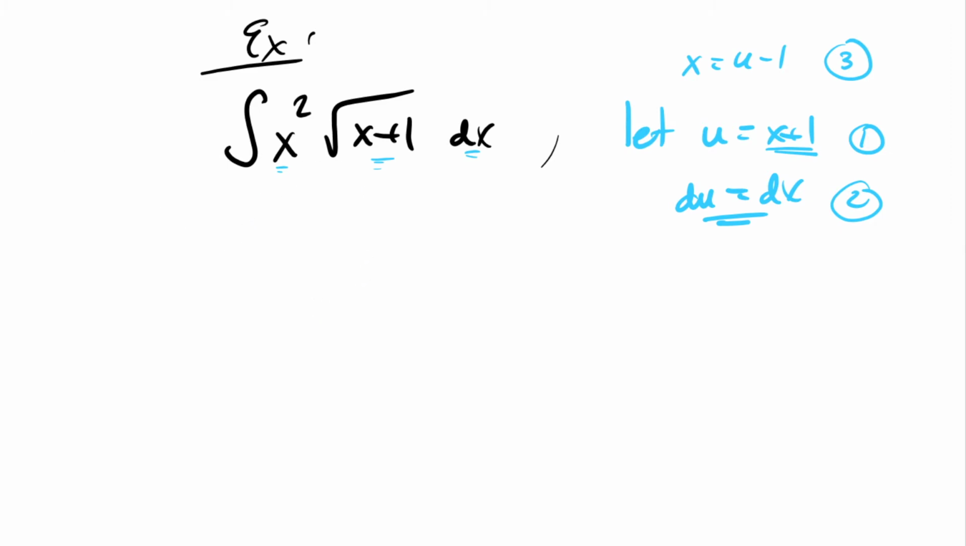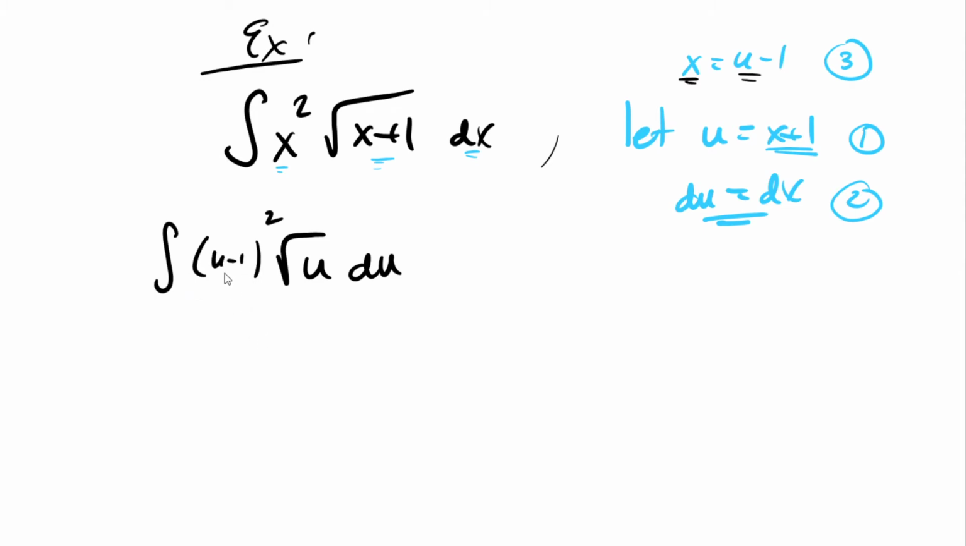So this integral turns into a square root of u and a du, and I still have this place where the x was, right? There's an x squared here that's left over. So what I'm going to do is I'm going to take the x out and replace it with a u minus 1.